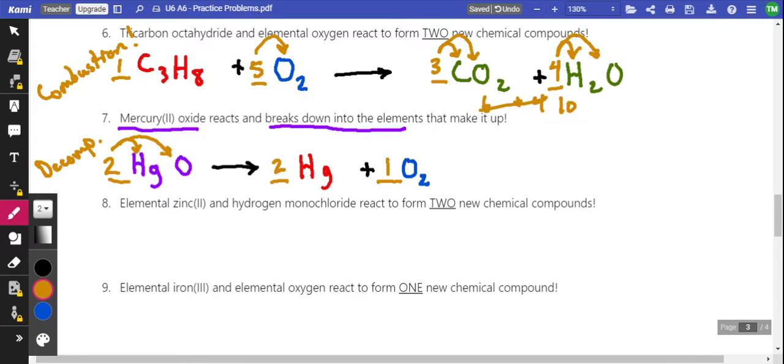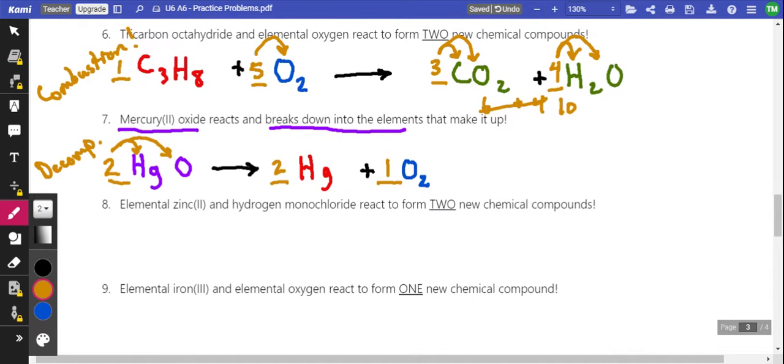Okay, let's look at this next one. This time I'm going to try not to forget to say the reaction type before we start just writing it all out. I start going into autopilot. Okay, elemental zinc and hydrogen monochloride react to form 2 new chemical compounds.